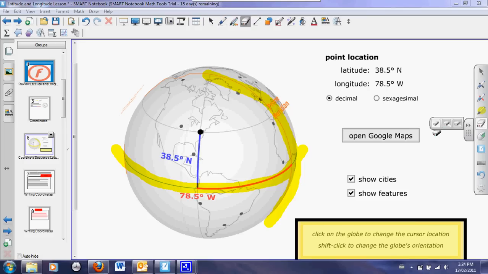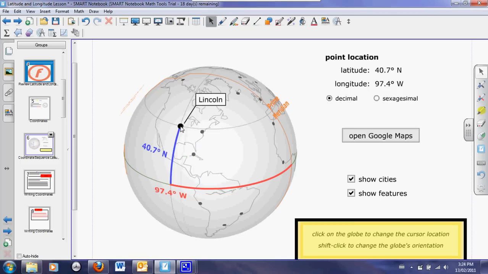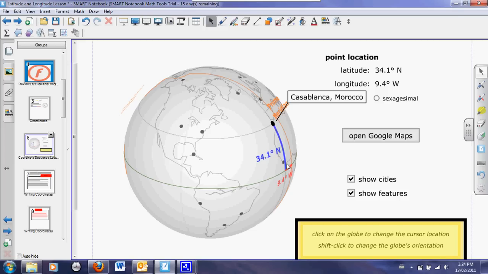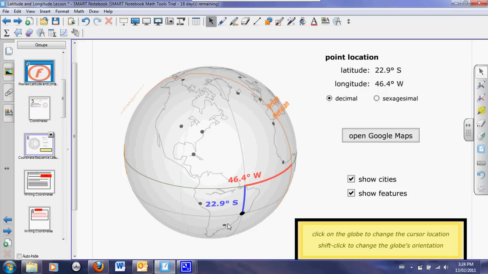So let me erase that, and then let's get back to actually looking at how these numbers are generated. Here's another one, Lincoln. Of course, from the equator, it's 40.7 degrees north, 97.4 degrees west. And I can click on any one of these, and you can see how they're generated. Always go from the equator first, and then from the prime meridian.